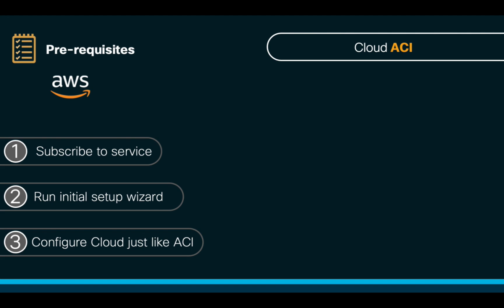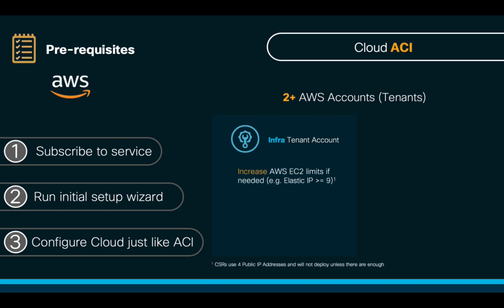We will need at least 2 AWS accounts. The first one will be used for our infra tenant. And we will need to make sure that we have at least 9 elastic IP addresses so that we can successfully deploy any scenario. Whether hub and spoke topologies based on CSR 1000Vs, which require 4 public IPs to be deployed, or transit gateways as the preferred deployment model.